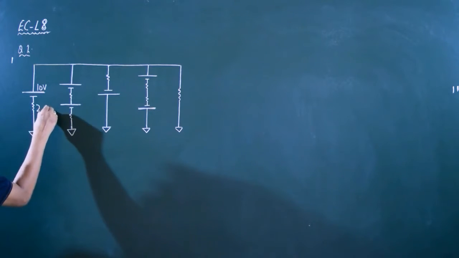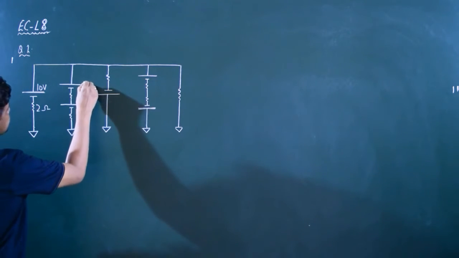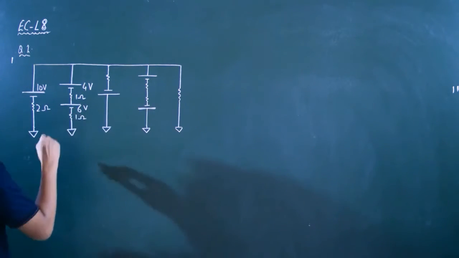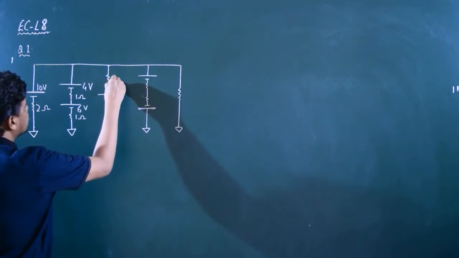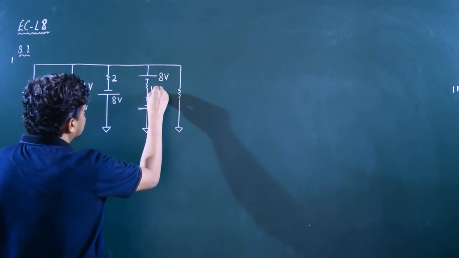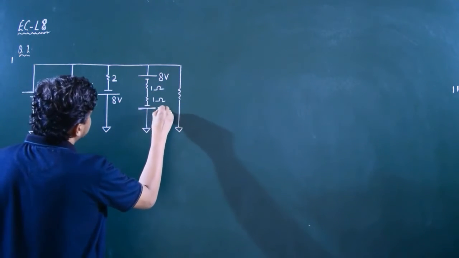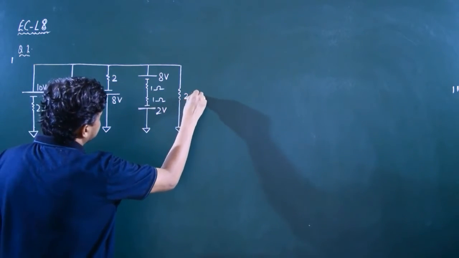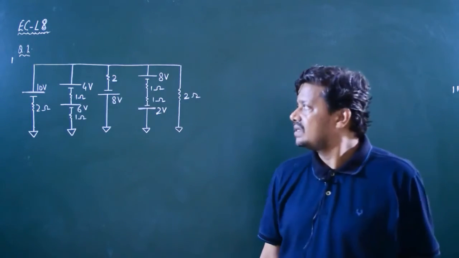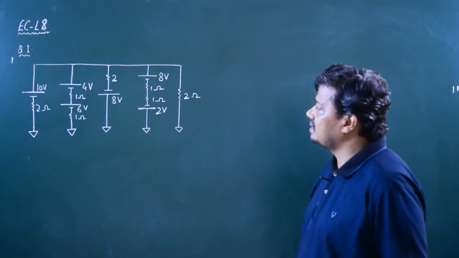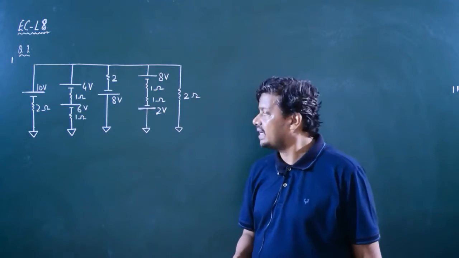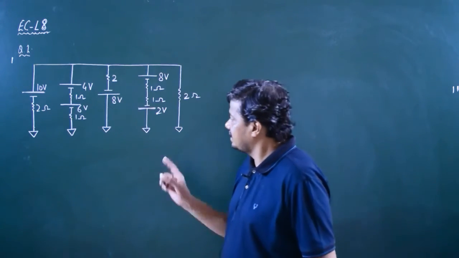10 volt, 2 ohm; 4 volt, 1 ohm; 6 volt, internal resistance is 1 ohm; it is of 2 ohm; 8 volt, 1 ohm; 1 ohm, 2 volt, and this resistance is again 2 ohm. Now you have to get the current across each arm of the circuit. Each arm of the given circuit we have to find the value of current, and these arms are grounded.